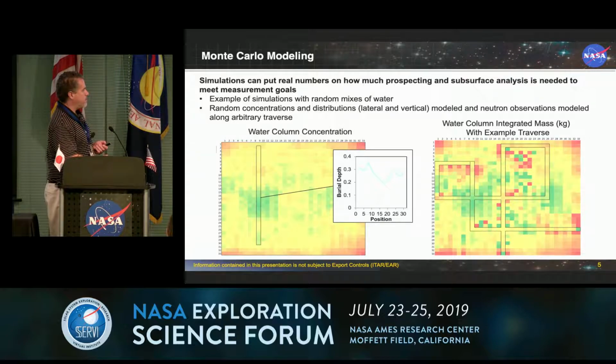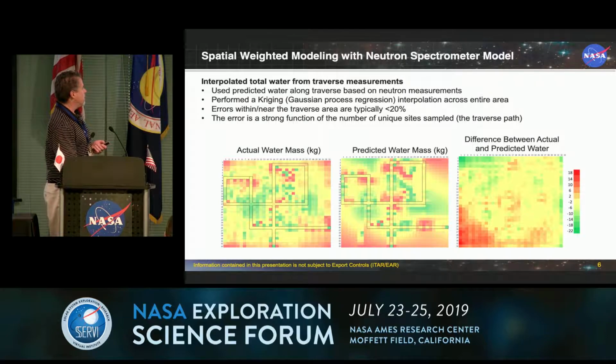What I've drawn on top of this is a traverse. It's just an example traverse that I actually run a neutron spectrometer across, and using a neutron spectrometer model, calculate the neutron fluxes, and from that estimate the total water along that traverse. So that's what this is here. I used the predicted water along the traverse to predict what the water is along this traverse, only that traverse, and that includes the instrument noise and the uncertainty in burial depth, et cetera, et cetera.